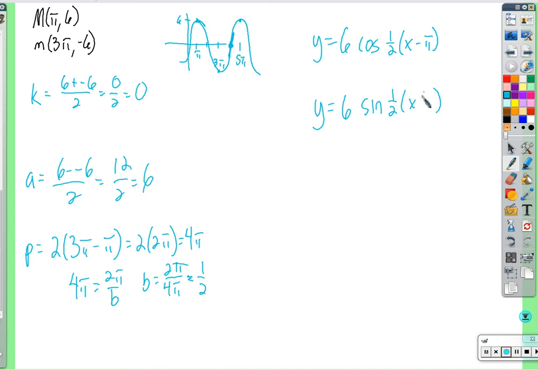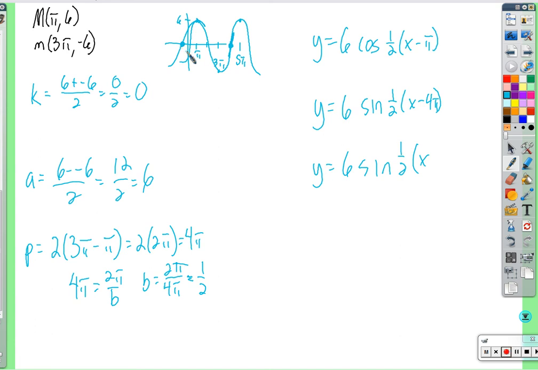So then what would we put here? 4 pi. Plus or minus 4 pi? Minus 4 pi. Let's do another one. Y equals 6 sine 1/2 of x. Now, let's consider, where would that point be? We know from here to here is 2 pi. That would be negative 1.